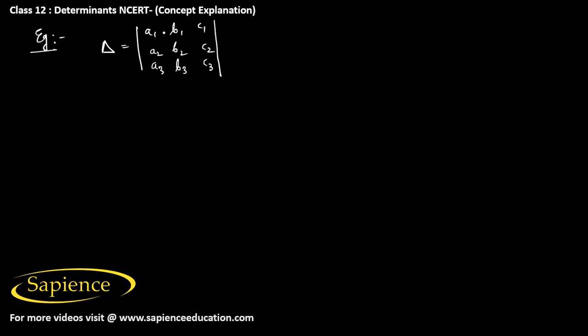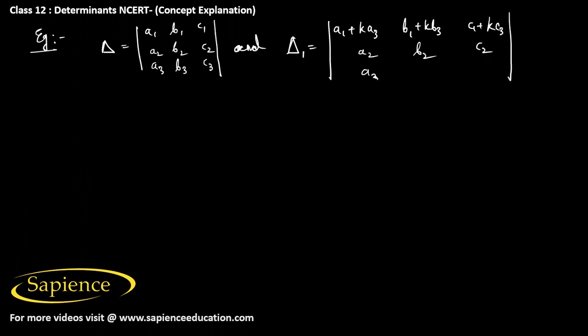So here, to all the elements of the first row, if we add k times the third row, then suppose we have to find the new value of the determinant. The new determinant, suppose it is delta 1, will be: all the elements of the first row plus k times the elements of the third row. So that will be a1 plus k a3, b1 plus k b3, c1 plus k c3, then a2, b2, c2, then a3, b3, c3.